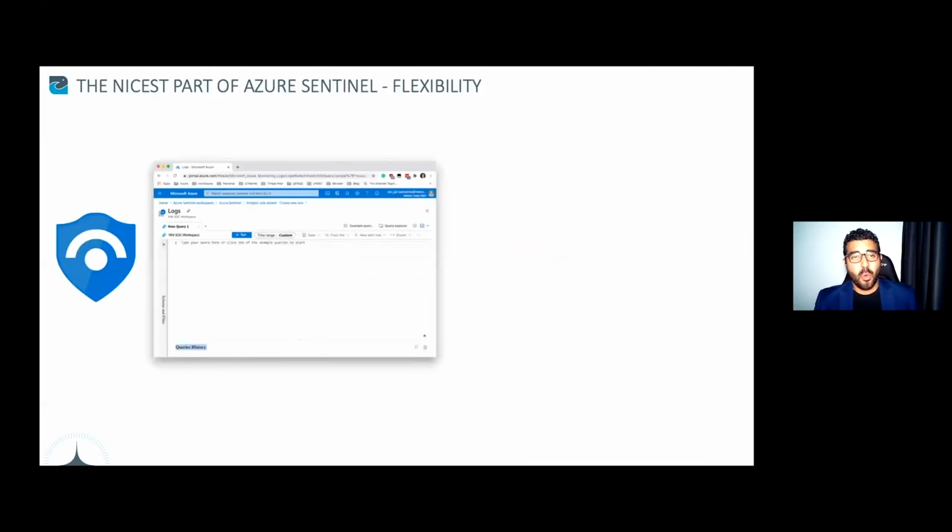What I like the most about Sentinel is the flexibility. Because I play with a lot of SIEMs and we cannot write everything. There are predefined templates that, well, no. I'm a data-driven person, so I want to use the data as I want and not as someone says for me to do. So this is where we can use the language defined by Microsoft, that is KQL.